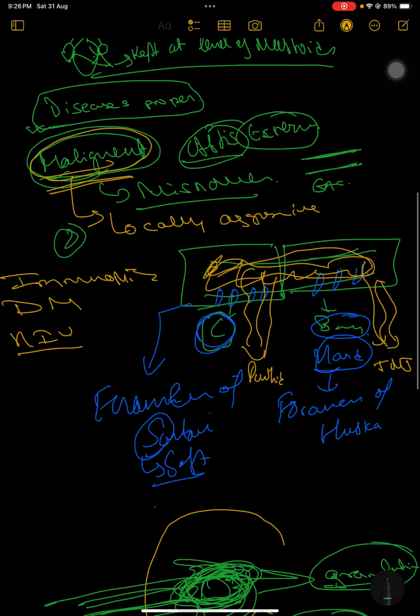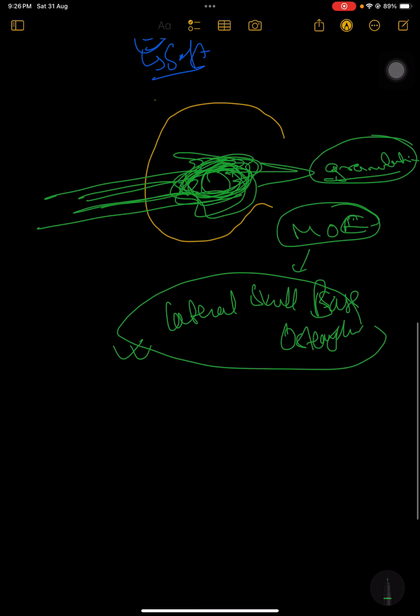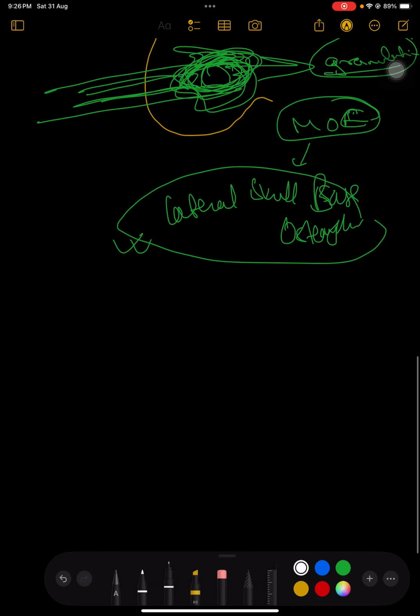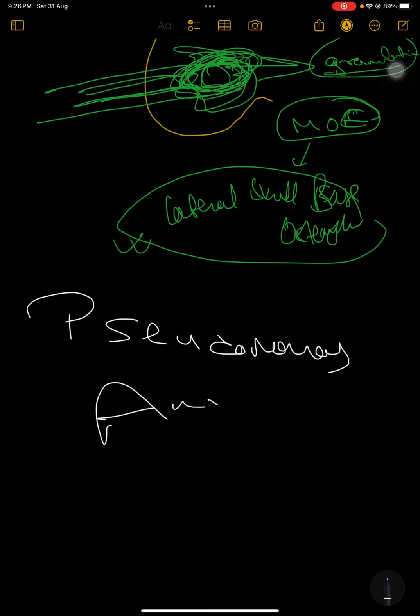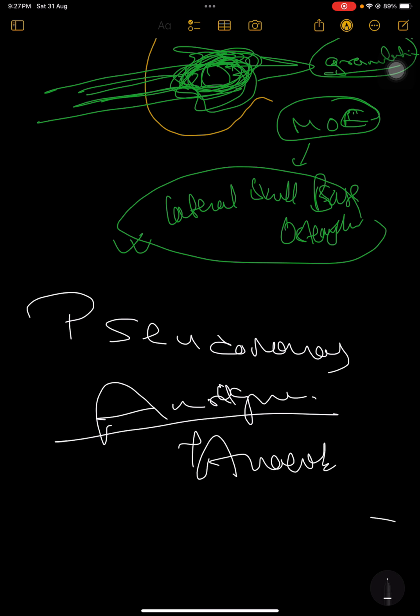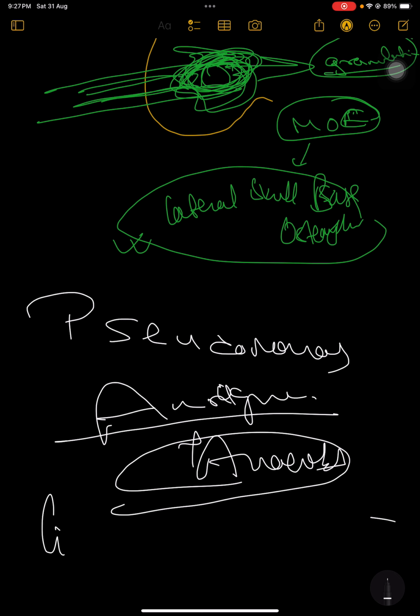We don't want this to happen. So what is the culprit behind this? The culprit is Pseudomonas aeruginosa, as well as some anaerobes. Okay, so we give the drugs of choice, ciprofloxacin as well as metronidazole, to cover aerobic as well as anaerobic organisms in this condition.